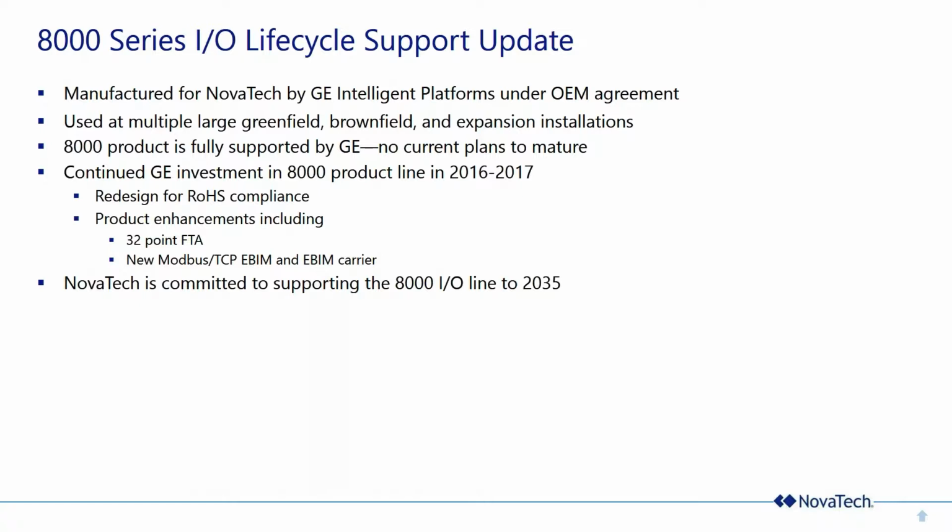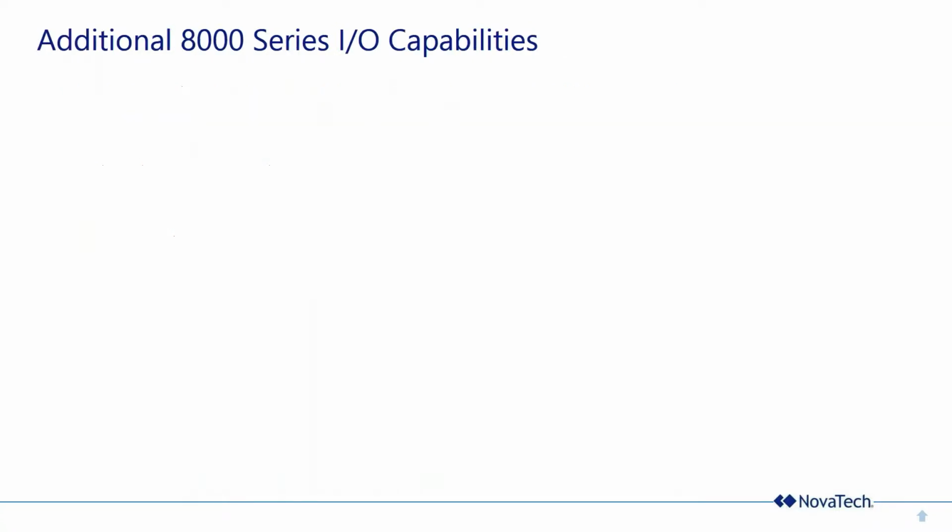We're also doing some product enhancements, including a new 32-point field termination assembly, so we can use a 32-point digital module. As part of RoHS compliance, the EBIM and the EBIM carrier are also being redesigned, and they're going to be a smaller form factor going forward. NovaTech has made a commitment to supporting 8000 I/O through 2035. Get my math right, I think that's another 18 years, isn't it, Chris? Yeah. He's nodding his head.